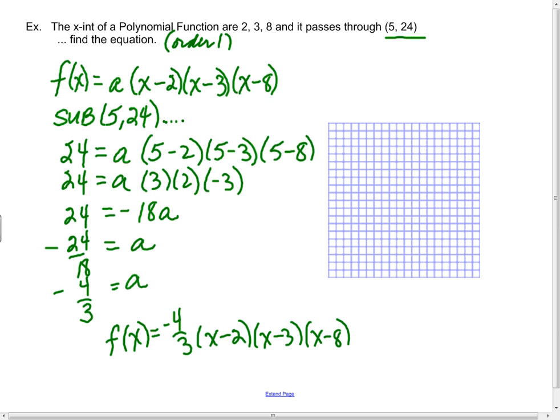And why would we want to expand that? Let's just leave it the way it is. Let's draw a rough graph. We know that we have x-intercepts at 2, 3, and 8. 1, 2, 3, 4, 5, 6, 7, 8. There we go. I have a negative leading coefficient.